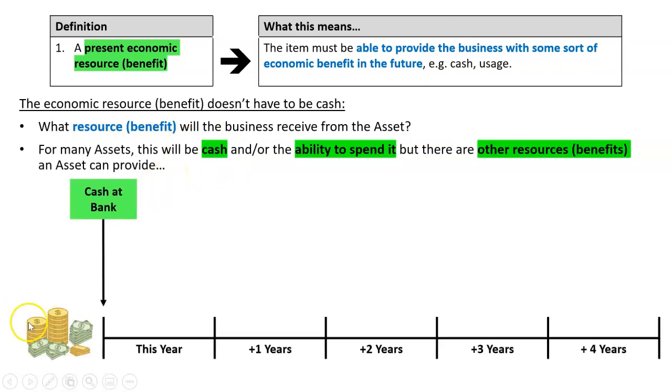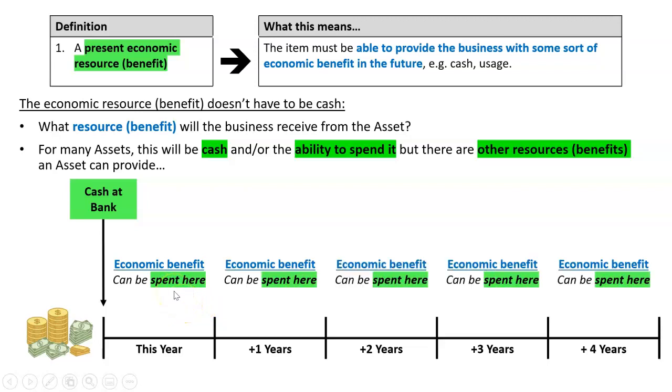So let's take an obvious one, cash. Here's cash, and we got it today. What can we do with it in the future? What's the economic benefit? Well, we're going to be able to spend it, and we could spend it whenever we decide, because we control it. But that's an obvious economic benefit.